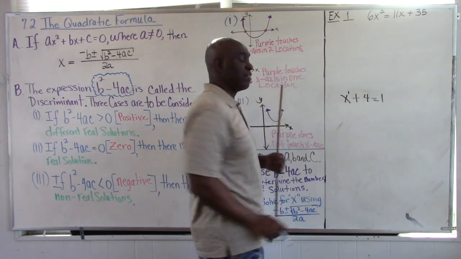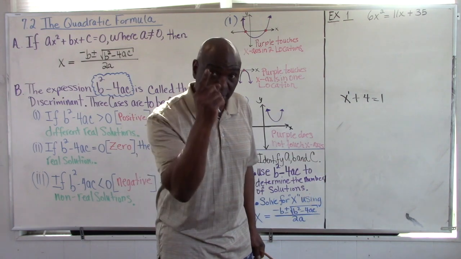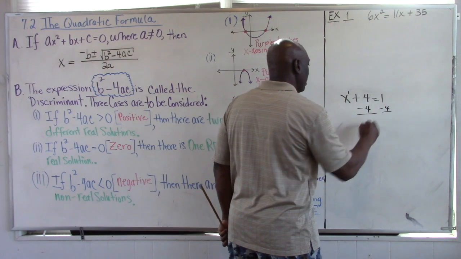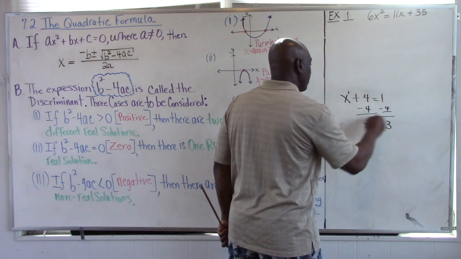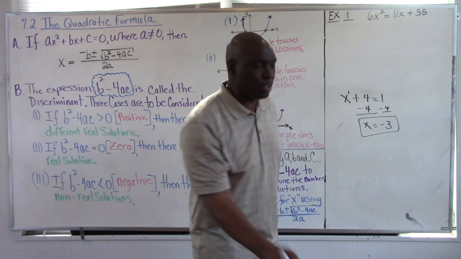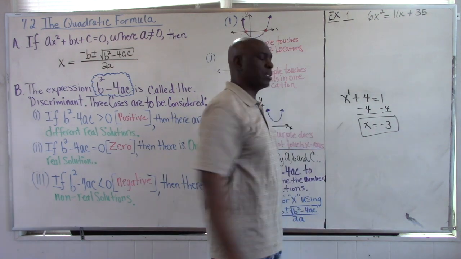The power is 1. That means when I solve that, I'm only going to have one answer. Subtract 4 from both sides, and I get x equals -3. You see that? How many answers do we have? 1. Why do we have one answer? Because our power is 1.